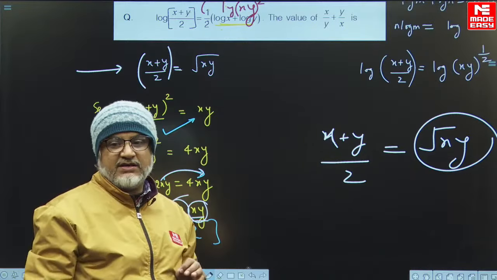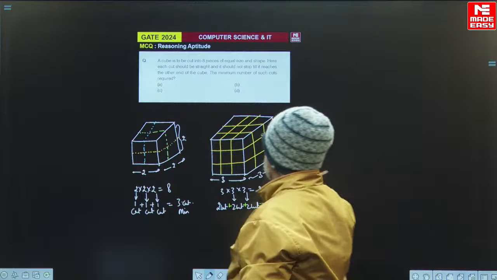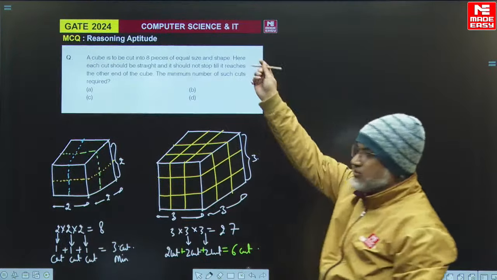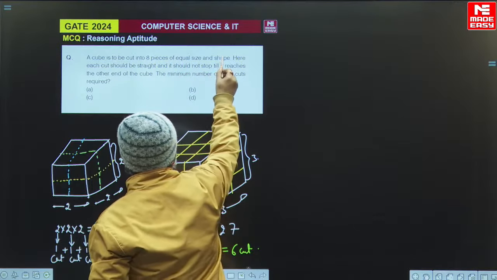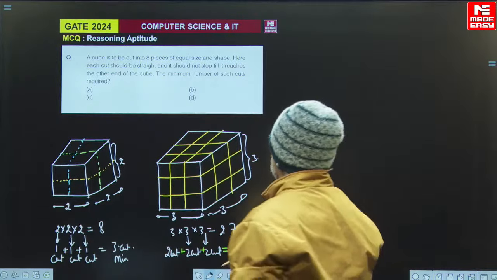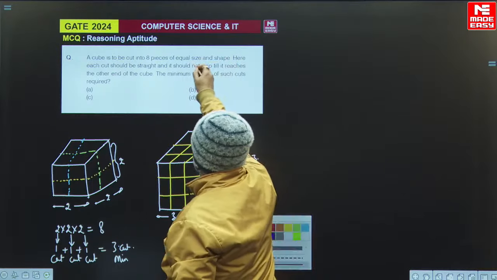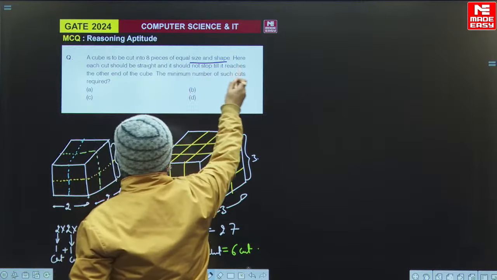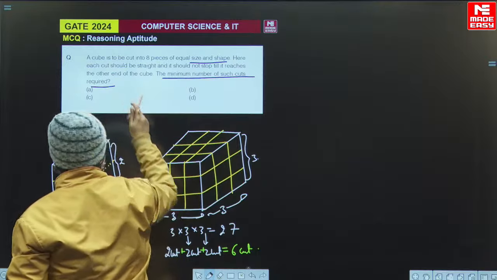An easy one by all means, right? So here is an interesting one, but this was also managed in the class. A cube is to be cut into 8 pieces of equal size and shape, identical smaller equal cubes. They are equal, smaller and identical, exactly the same size and shape, so we can call them identical. Here, each cut should be straight and it should not stop until it reaches the opposite end of the cube. The minimum number of such cuts required.